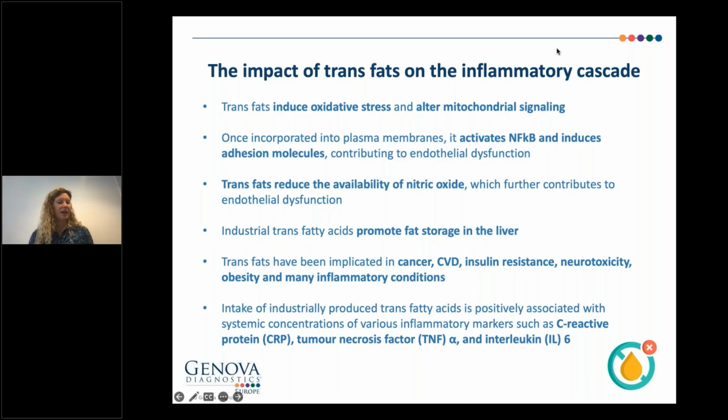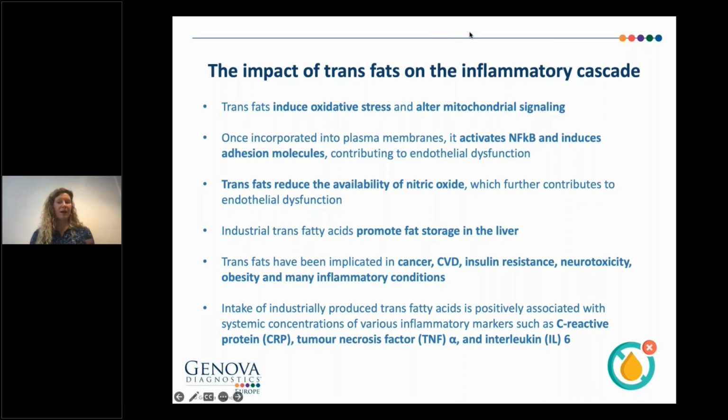It's unsurprising that they have, of course, been implicated in many conditions like cancer, cardiovascular disease, insulin resistance, and so forth. And the intake of industrially produced trans fats, and that's a key word, industrially produced, because we also find trans fats naturally occurring in dairy and meat products, is positively associated with systemic concentrations of various inflammatory markers like C-reactive protein, tumor necrosis factor, and interleukin-6.